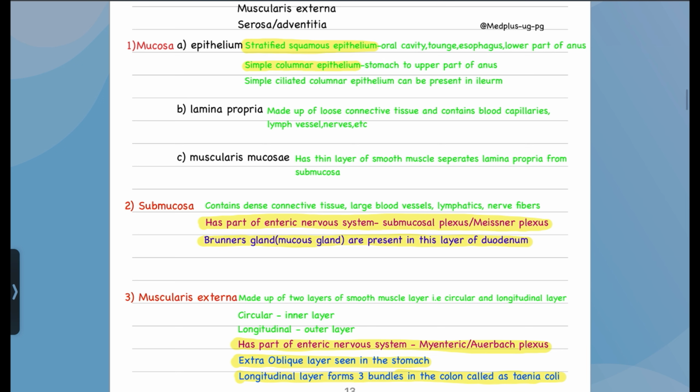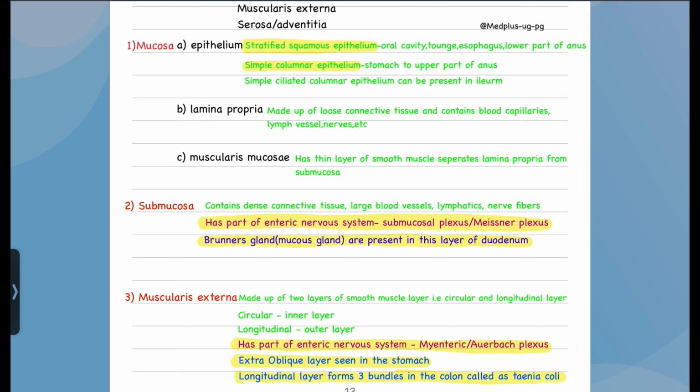Now we will see submucosa. As I said, it contains connective tissue which contains blood vessels, lymphatics, and nerve fibers. We need to remember 2 peculiar points. The submucosa has a part of the enteric nervous system. What is the enteric nervous system? It is a part of the autonomic nervous system. It runs involuntarily and controls GI motility, secretions, etc. So it has 2 parts: submucosal or Meissner's plexus, and another is myenteric or Auerbach plexus.